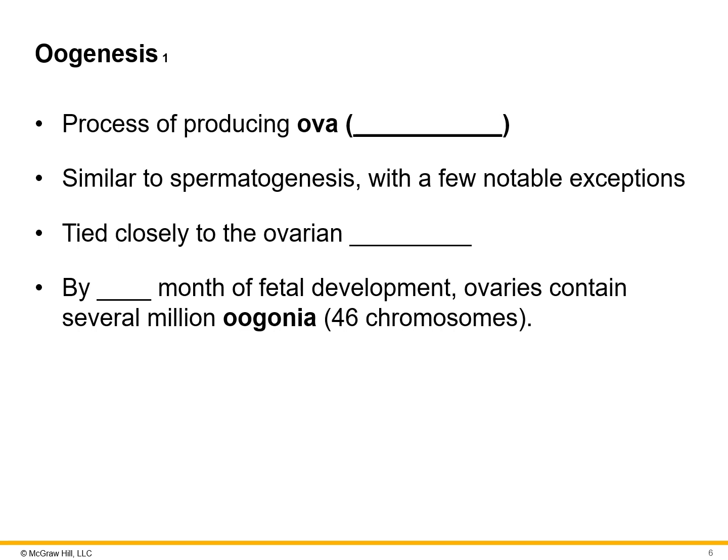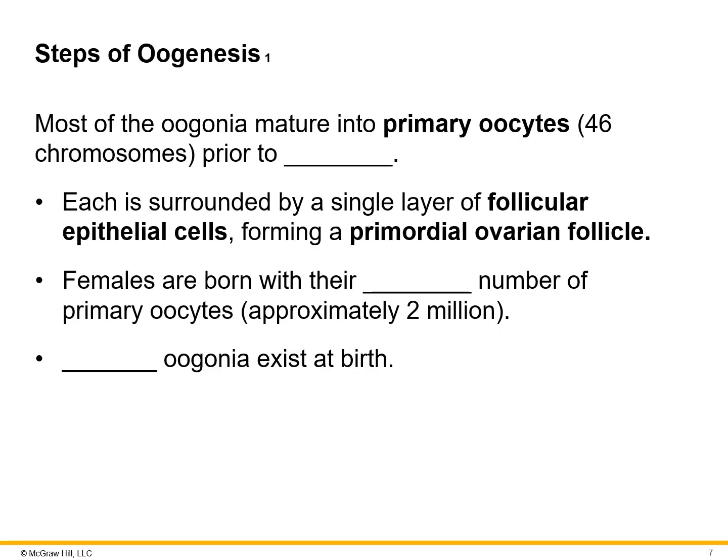And again, this is saying that females are born with all of the eggs that they're going to have for their entire life. They are already present at birth. So these steps of oogenesis, so again, most of the oogonia are going to mature into primary oocytes, and that is going to be prior to birth, and I would highlight that sentence right there. So again, that is just saying that females are born with all of the eggs that they are going to have for the rest of their life.